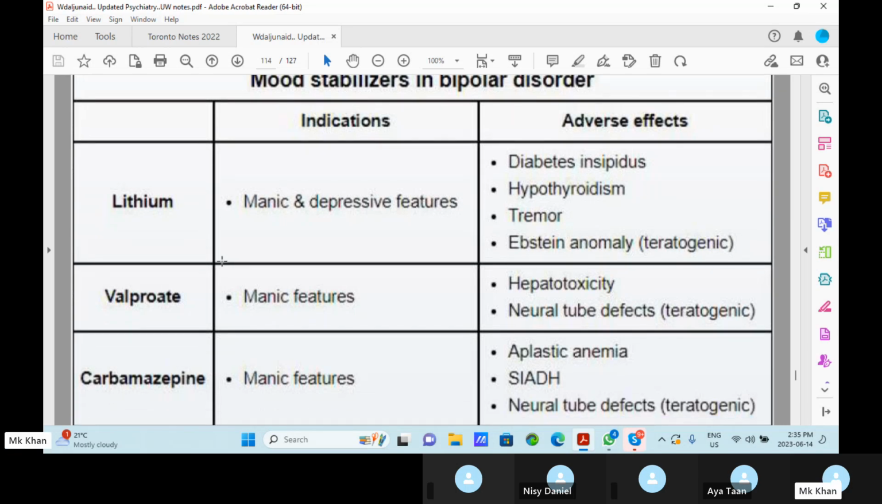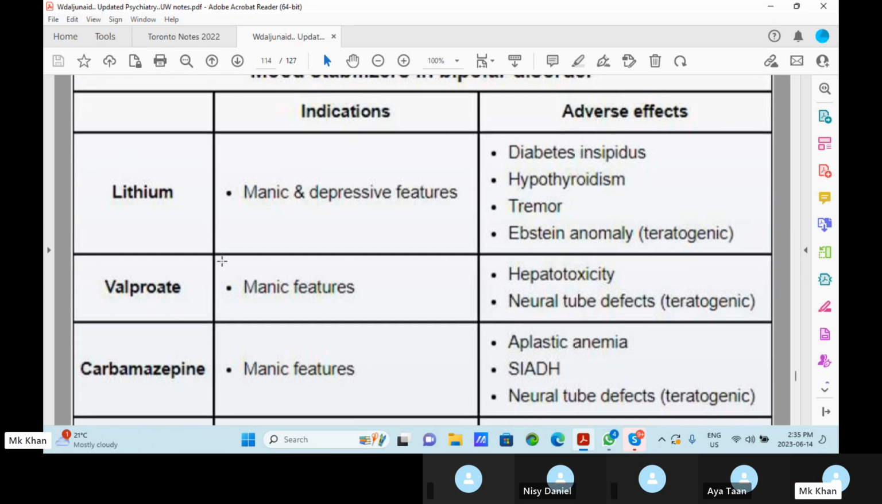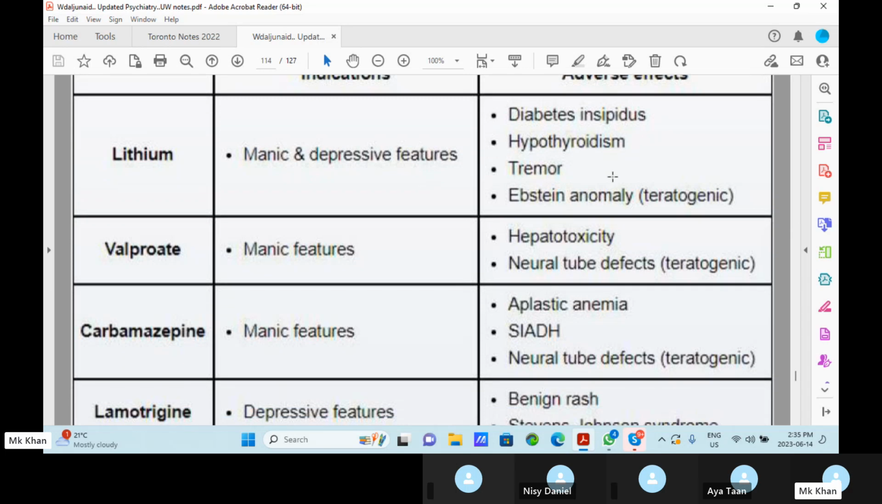So mood stabilizers in bipolar disorders. The first drug of choice is lithium, and that is usually given in manic and depressive features. And the main side effects are diabetes insipidus, hypothyroidism, tremors, and Ebstein anomaly. So it is teratogenic, so it is usually not given in pregnancy, and these are the side effects.